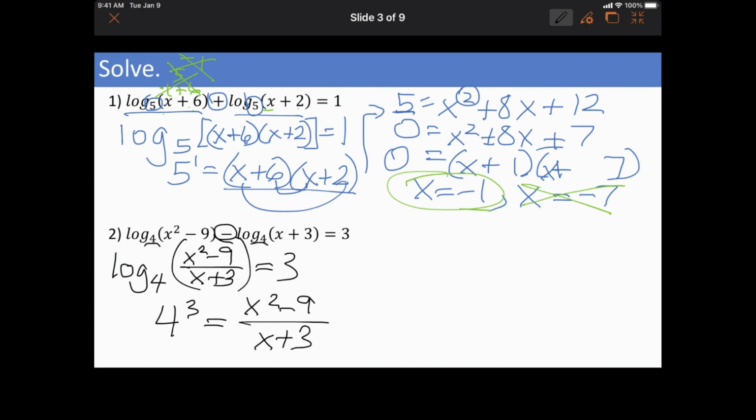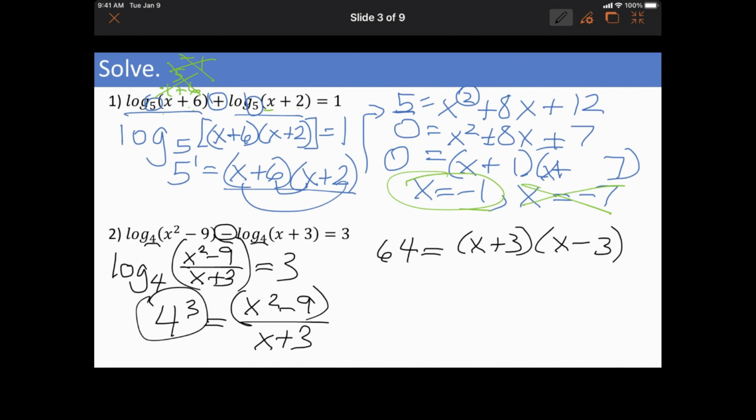Okay, then we have to solve. So here I'm going to simplify. That's going to be 64. And then someone's going to say, oh, we have to do long division. No. Before you attempt that, can I factor that? Yes, I can, right? So that's an x plus 3 and an x minus 3 because it's special. Perfect square with a minus, so x plus 3.